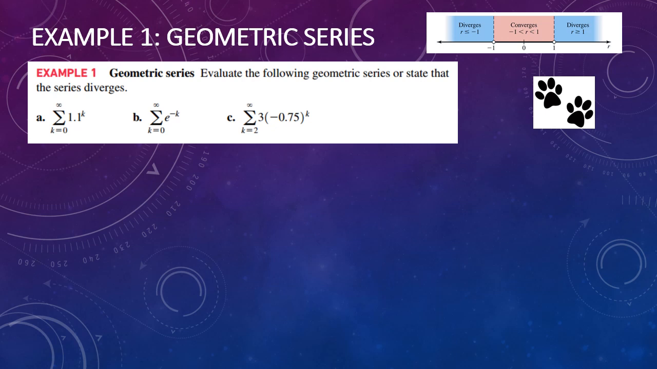So let's look at our first example. Example 1, geometric series. Evaluate the following geometric series, or state that the series diverges. So if it converges, find the value, and if it doesn't, then just state that it diverges. I left the Theorem 10.7 little chart up there to the right so that can help you figure out what's happening. So I would like you to go ahead and hit pause. These are pretty straightforward, so go ahead and solve them.